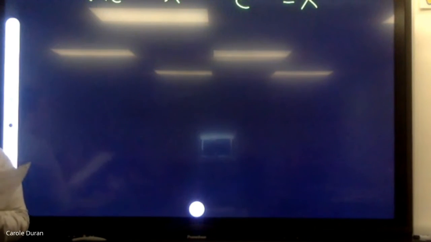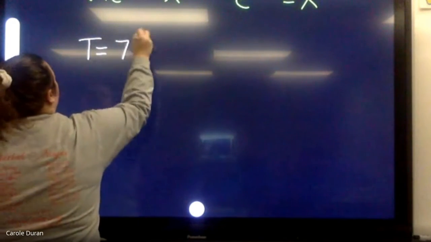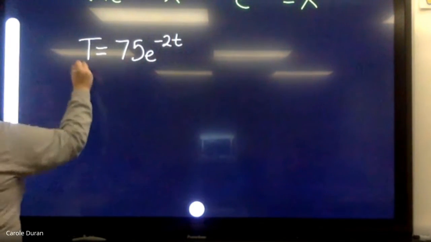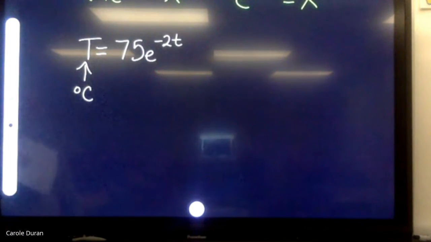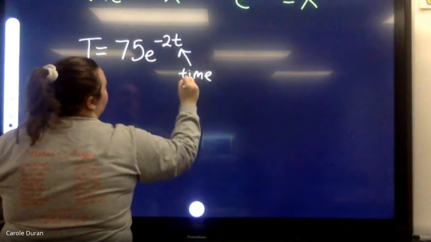Okay? So it says Newton's law of cooling states that the rate at which an object cools is directly proportional to the difference in temperature between the object and its surrounding medium. Newton's law can be used to show that under certain circumstances, the temperature T in Celsius of an object at time t in hours is given by the function T equals 75e to the negative 2t, where T is my temperature in Celsius and little t is my time in hours.